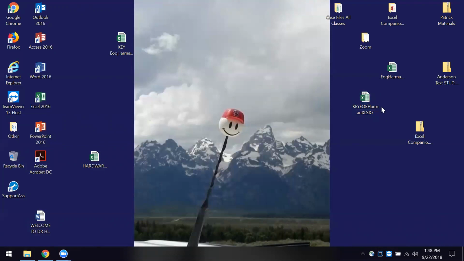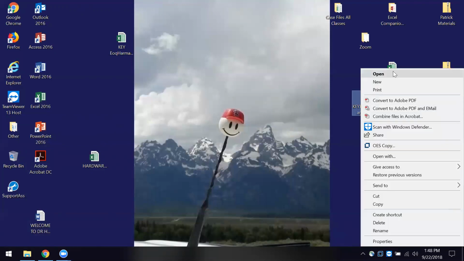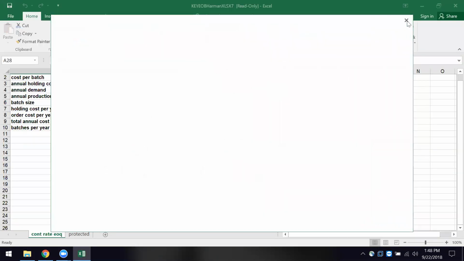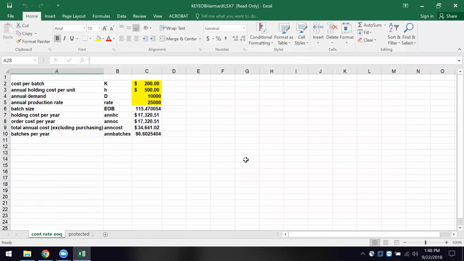Well, to make a long story short, let's open this up and we're going to look at the EOB model. And here we are again. We've got this cost per batch. This sounds very familiar to the cost per order. And we've got the holding cost, annual holding cost per unit. So every unit we have, it costs us $500 a year to keep it. We have the annual demand of 20,000. We have an annual production rate of 2,500. Okay, that's our production rate.